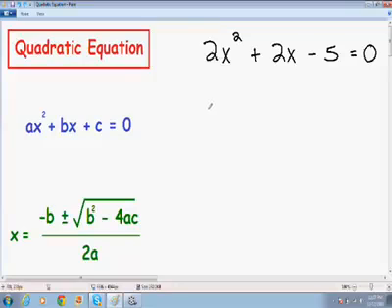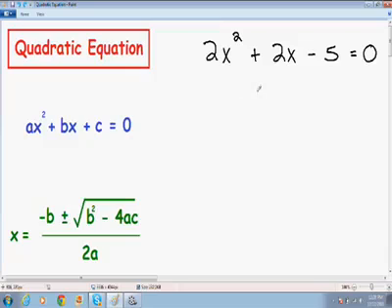In order to use the quadratic formula, the equation has to be in standard form. What I mean by that is that it has to be equal to 0. All the x terms and numbers have to be on the left, and everything has to be equal to 0. And the formula has 3 letters: A, B, and C. The A is always the number in front of the x squared term. The B is always the number in front of the x term, or the middle number. And the C is always the number that is not attached to an x term.